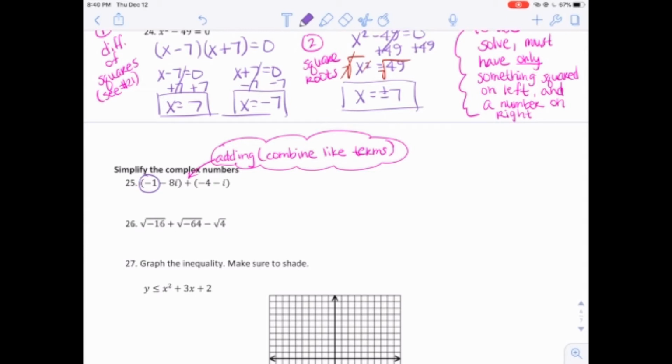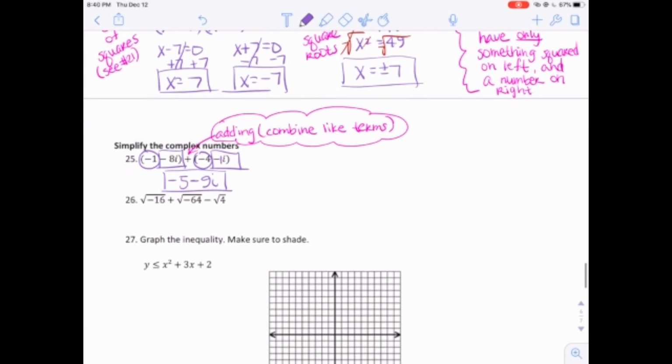I like to circle my real parts and box my imaginary parts to help me identify like terms. And so I get negative 5 minus negative 8 minus a 1 that's implied there gives me a minus 9i. And that's my final answer. Remember that the real part goes first, followed by the imaginary.